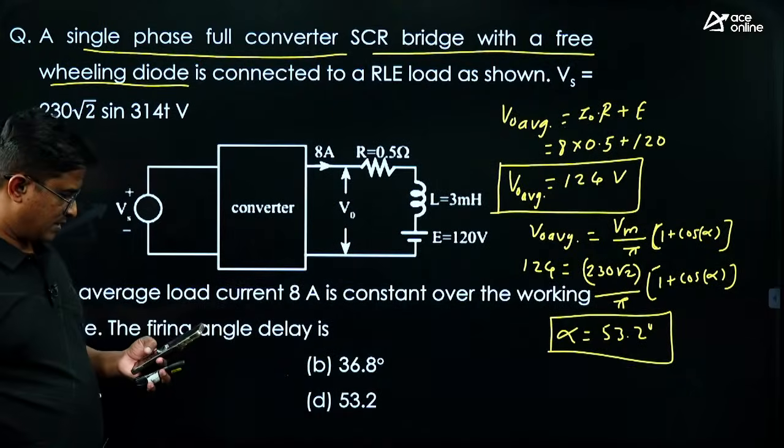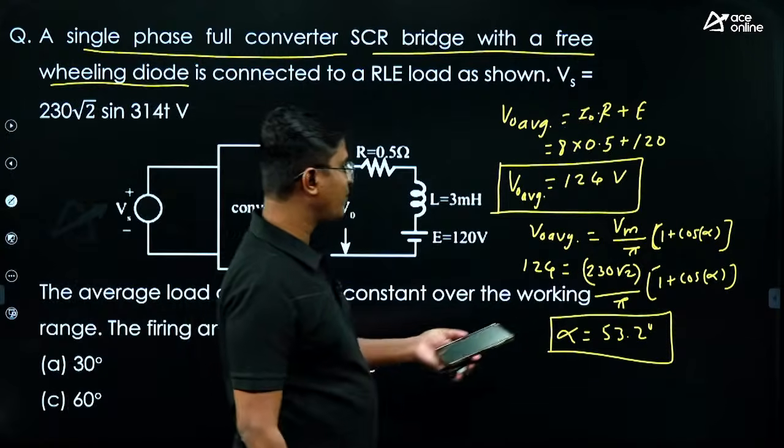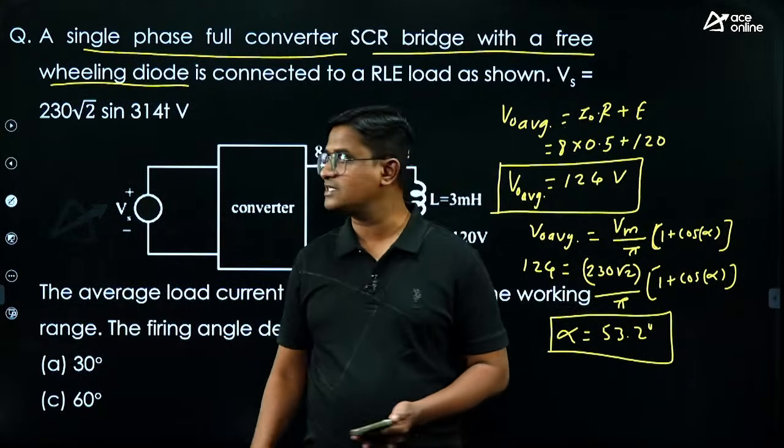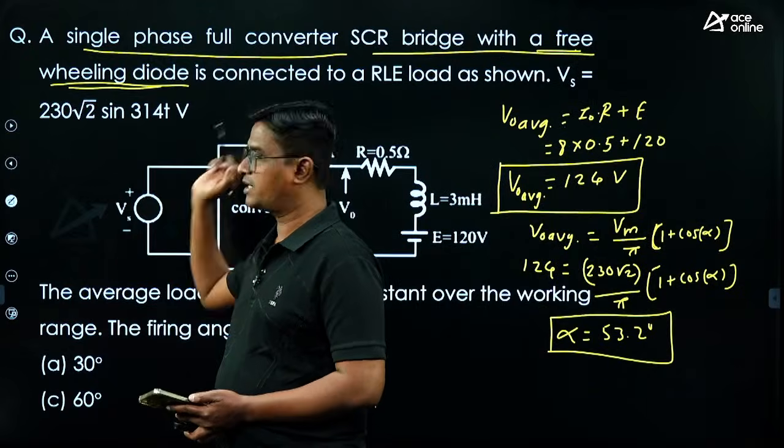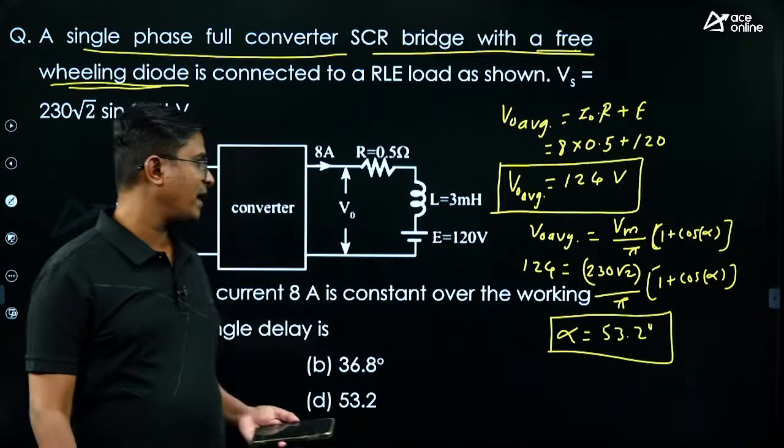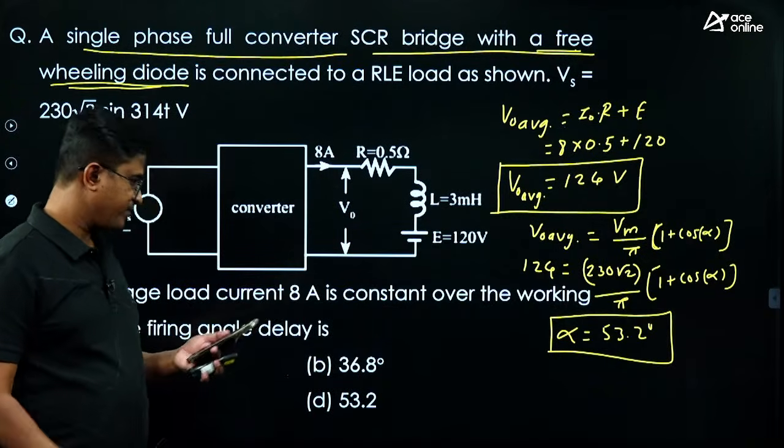Right. Don't use the expression of the full converter directly. Important is the full converter with the freewheeling diode. So be careful. Okay? So it is Vm by pi into 1 plus cos alpha. All right. Next.